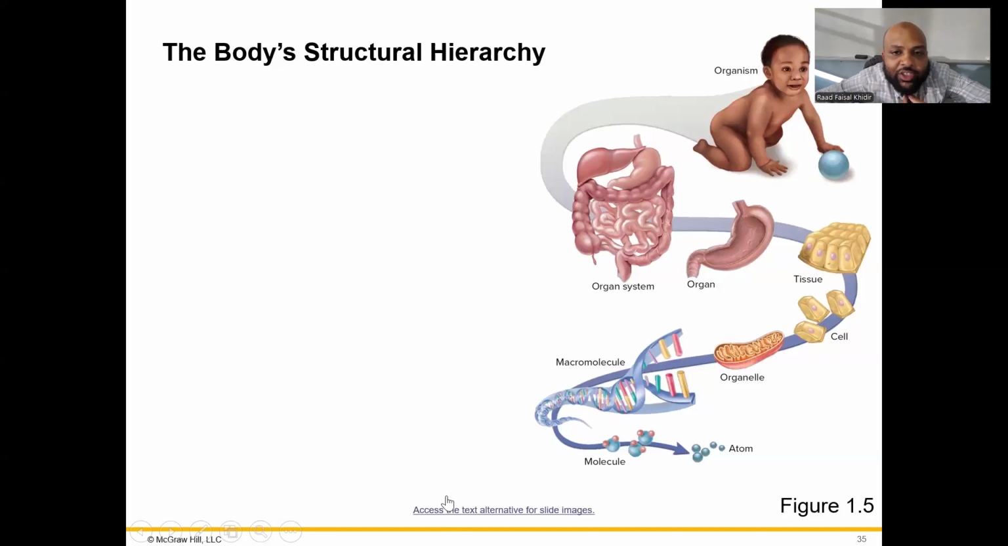Okay, body structure and hierarchy. So here you see all the way at the bottom, at the base, we have the atom. Many atoms give us a molecule. The molecules give us macromolecules. Macromolecules give us an organelle. Organelles give us the cell. Cells give us a tissue. Tissue give us the organs. Organs together give us organ systems that are working together. And then organ systems give us the organism. And many organisms give us the population.